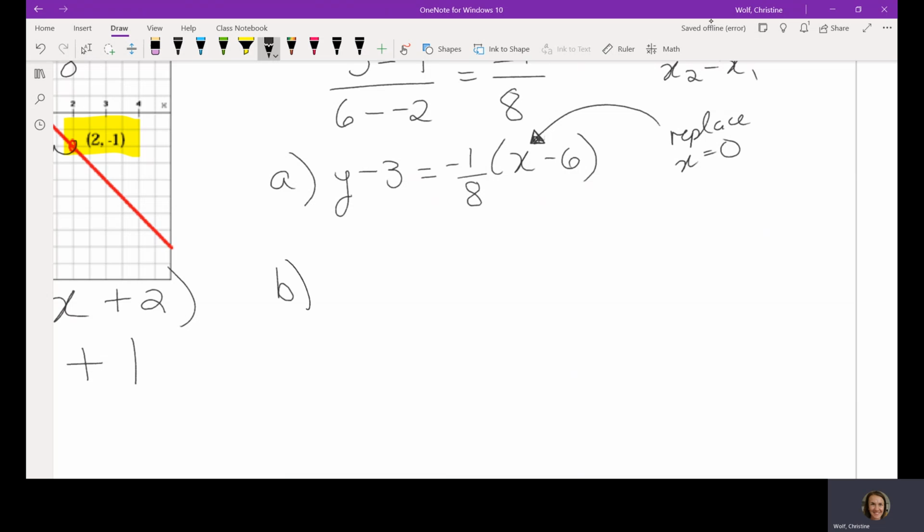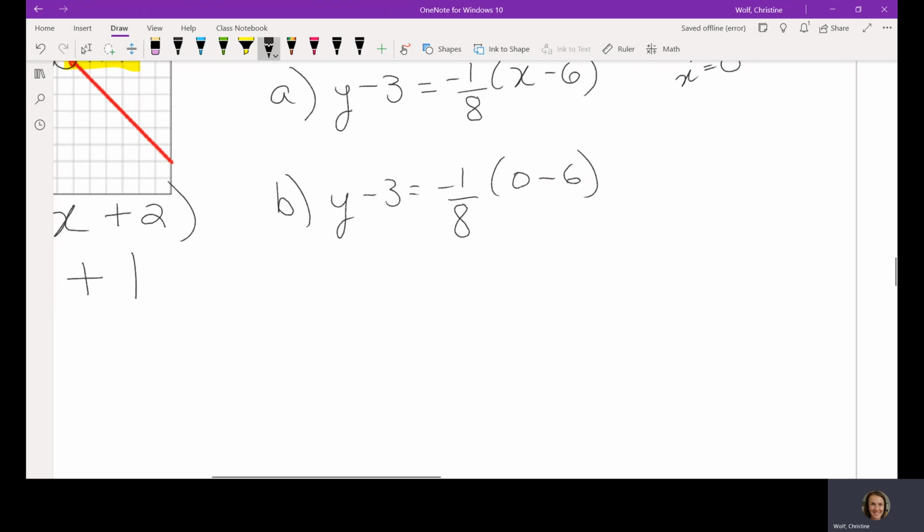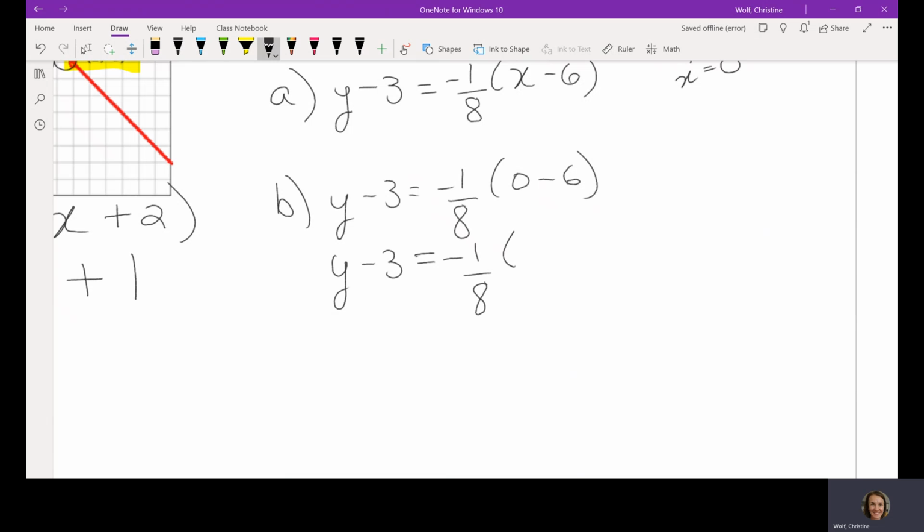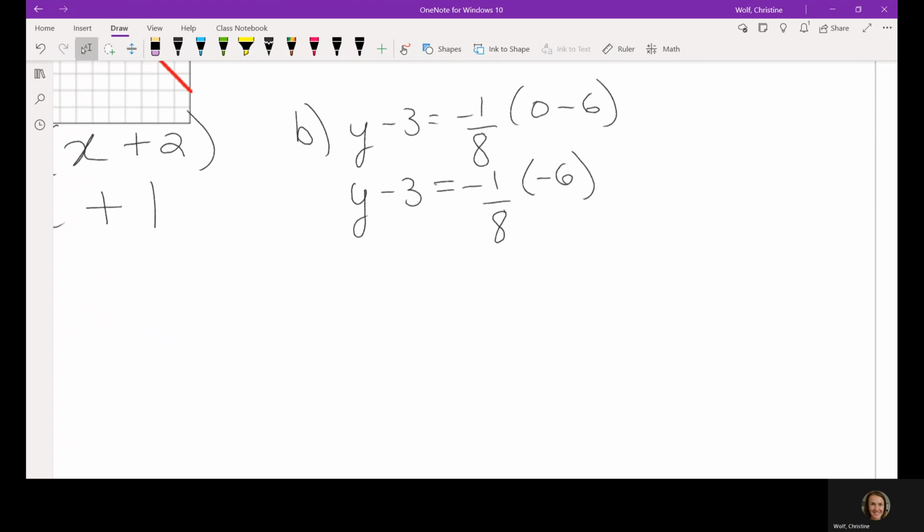Okay, so now I'm working on B. So I take my equation, and wherever I see an x, I am forcing it to be 0 so that I can find what y is when x is 0. So it looks like that. Okay, so now I just clean this up. So my left-hand side is y minus 3. I can't really do anything with that. But on the right-hand side, the bracket, well, if it's 0 minus 6, I know that that bracket just becomes negative 6. Okay, now I can multiply those two together. Let's clean those up.